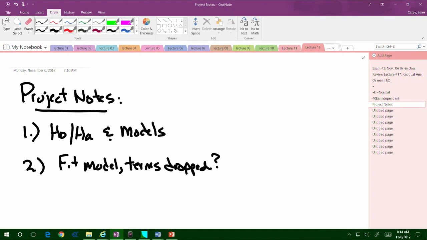They got really confused with the null hypothesis and the alternative hypothesis and the models. And I think one of the questions a student asked me was, well, which model is H0 and which model is HA? Well, wait a minute. No, that's not how you should think. There's not an H0 that corresponds to a model.